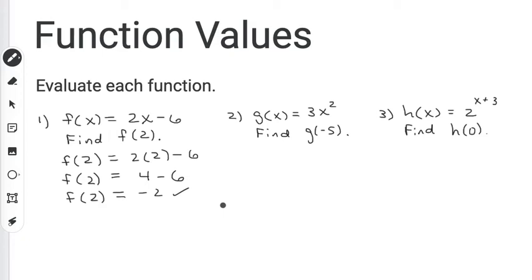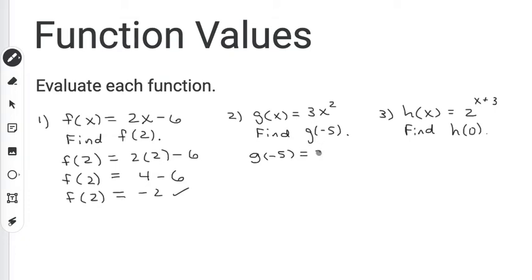Let's look at number 2. I'm given g of x is equal to 3x squared, or 3 times x squared, and it's asking me to find g of negative 5. So what I'm going to do is keep everything the same, except I'm going to replace the x with a negative 5. We're going to replace the x with a negative 5 everywhere we see an x. So I write out g of negative 5. That's how I start off.